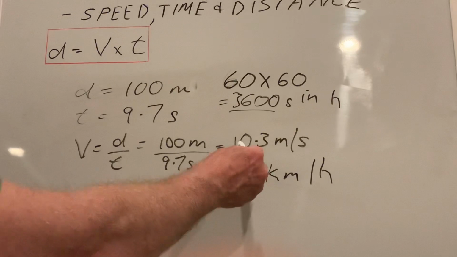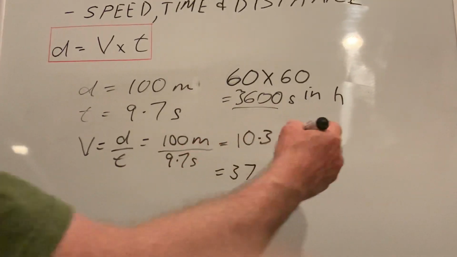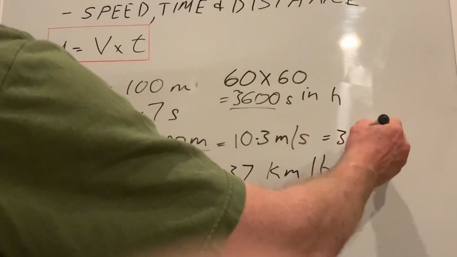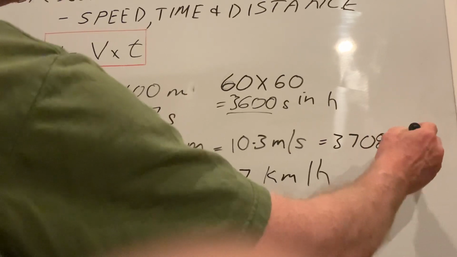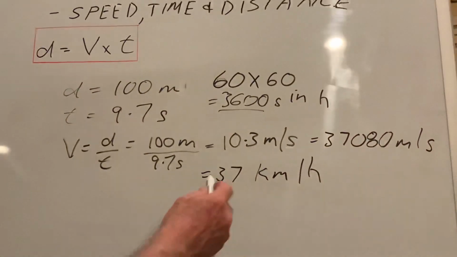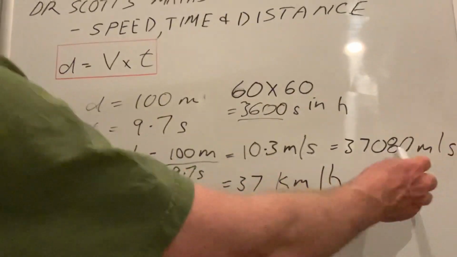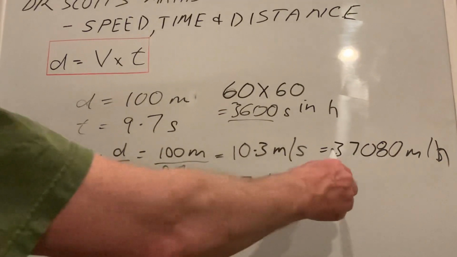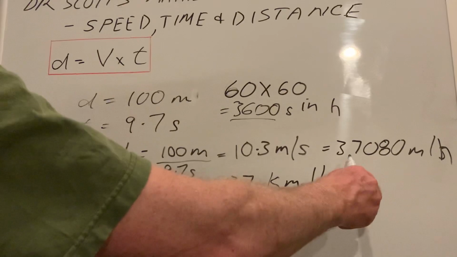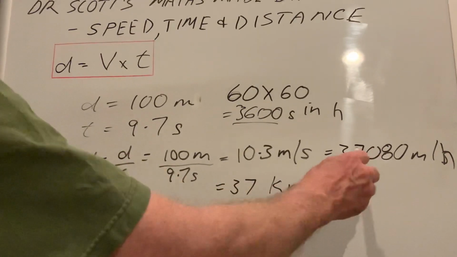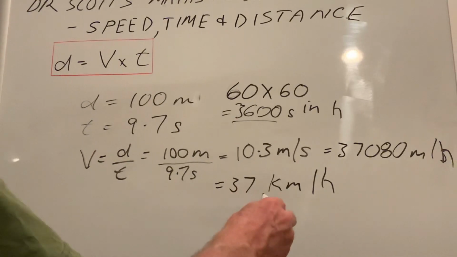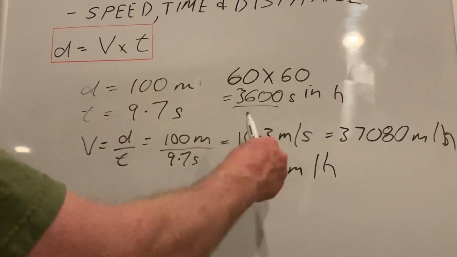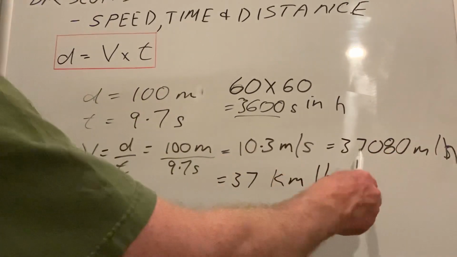Because when you multiply 10.3 by 3,600, you get 37,480 metres per hour, sorry. So there are 1,000 metres in a kilometre. So this is approximately 37,000 metres, which is 37 kilometres in an hour, just by multiplying by 3,600. So we worked out metres per hour, and then we changed it into kilometres.